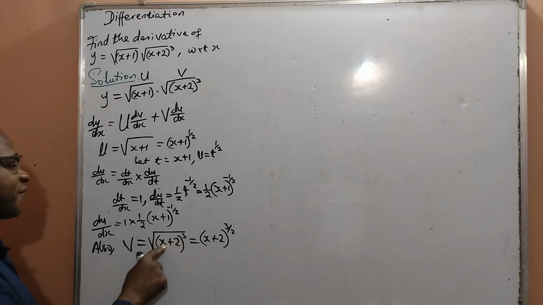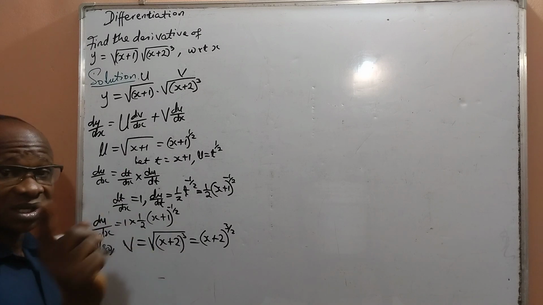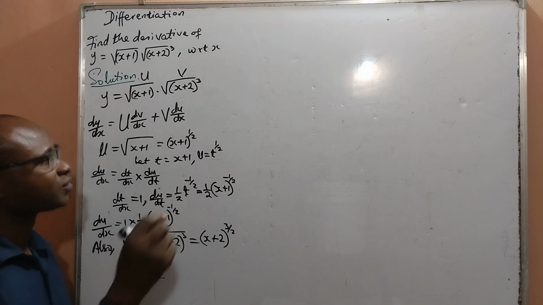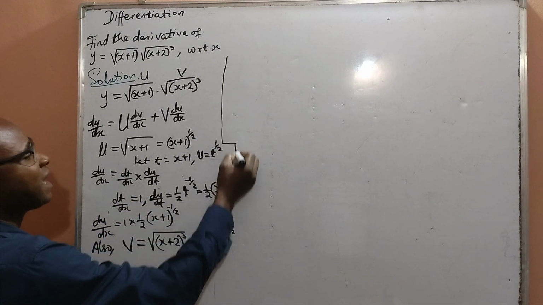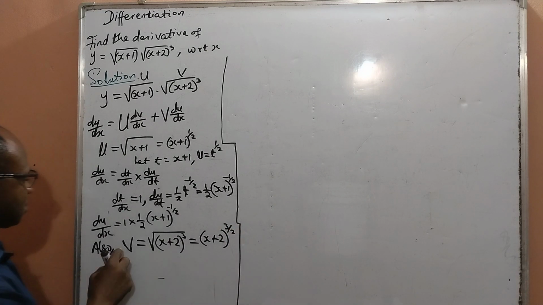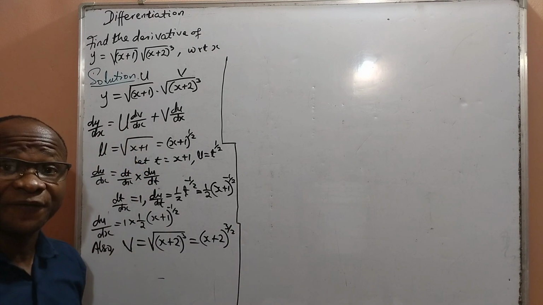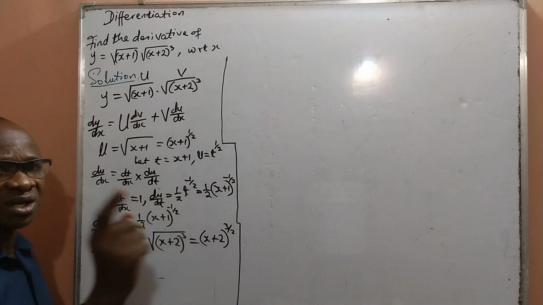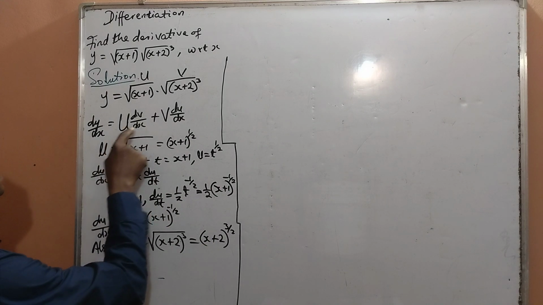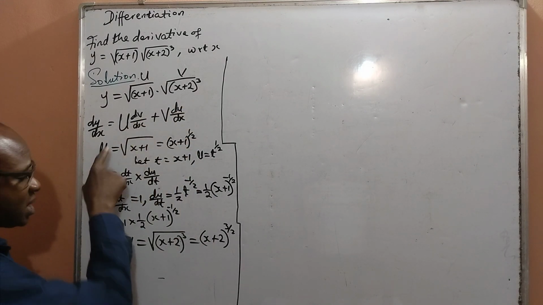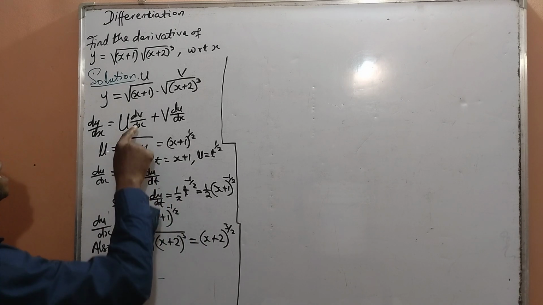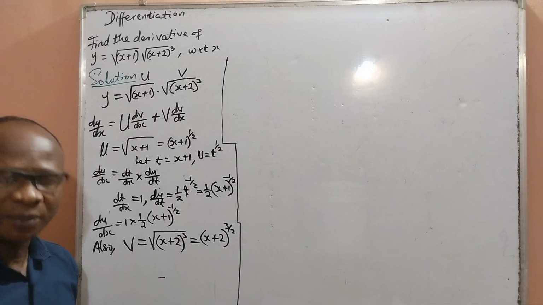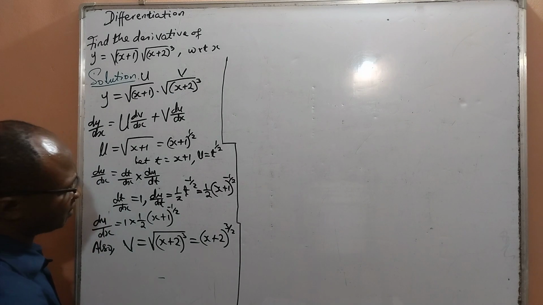That is, the square root of x plus 2 to the power of 3 is the same thing as x plus 2, all to the power of 3 over 2. Therefore, from v I can now find dv/dx, because from my formula for product rule, I have it as u dv/dx plus v du/dx. So I have known u and I have also gotten du/dx from u. Now that I have written out v, I will also find dv/dx, and thereafter I will substitute into the formula and then simplify to get the final answer.